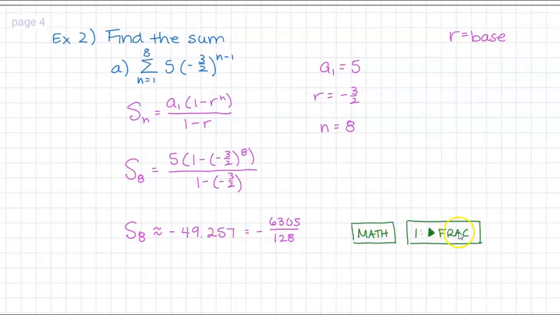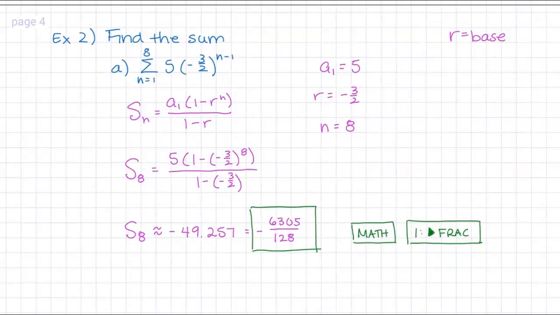Let's change to a fraction. It can't always, but if it can change the decimal to a fraction, it'll do it for you. So that's kind of a cool little thing to know. So there we go, there's our answer. Okay, so that was part A. Let's look at part B.